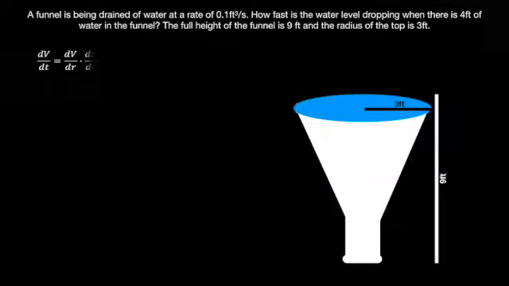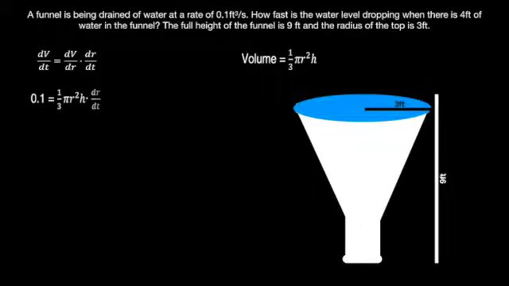Once again, we have the formula, which is dV/dt = dV/dr times dr/dt. Here, we are dealing with a cone. The volume of the cone is 1/3 πr²h. Again, we need to eliminate one variable. Since we have 9 as the height and 3 as the radius, r will be equal to h/3. Now, let's substitute the given.